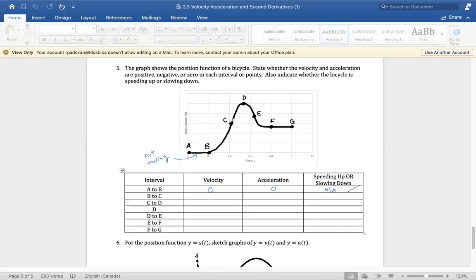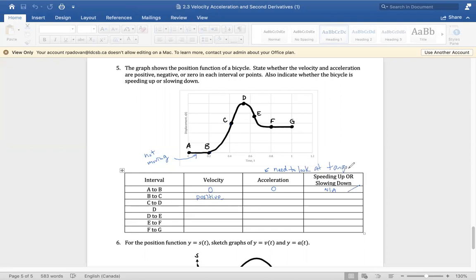So that's just NA, or you could just put a line through it. From section B to C, though, we can see that it's increasing, so my velocity is positive. As time goes between 0.2 and 0.4, my displacement is positive, so my velocity is positive by reading that off the graph. But in order to look at my acceleration between points B and C, I need to look at the tangent lines.